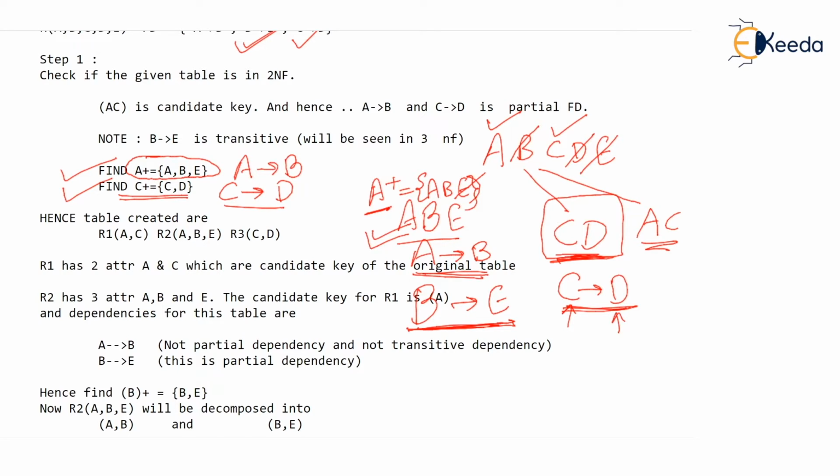Nothing to speak about the third table. It contains two attributes, A and C. And definitely AC was the candidate key of the original table. We can say AC determines AC over here.